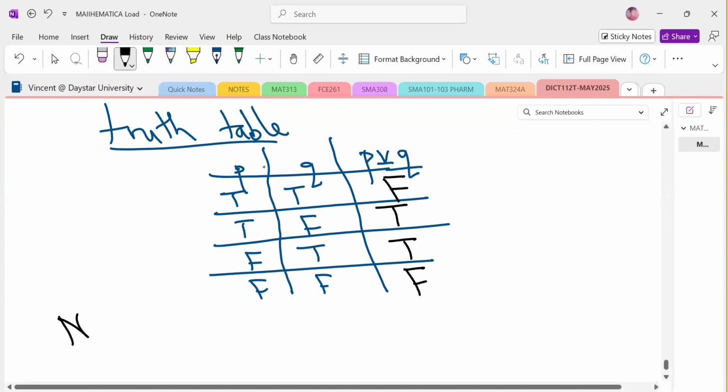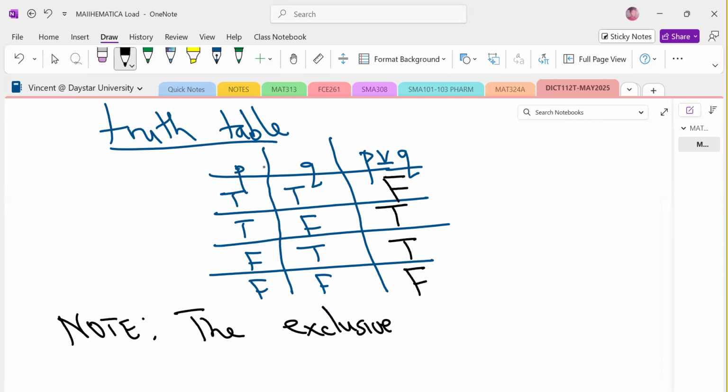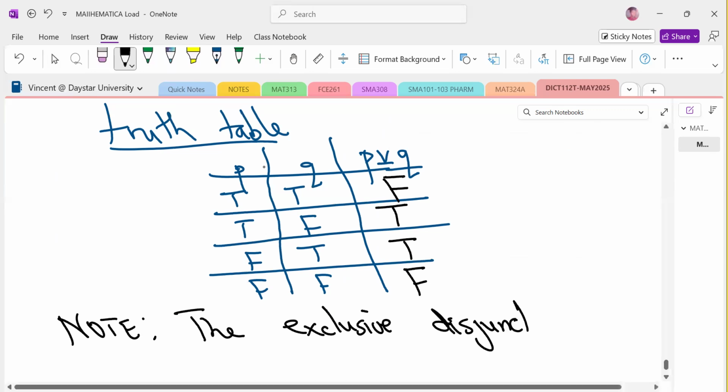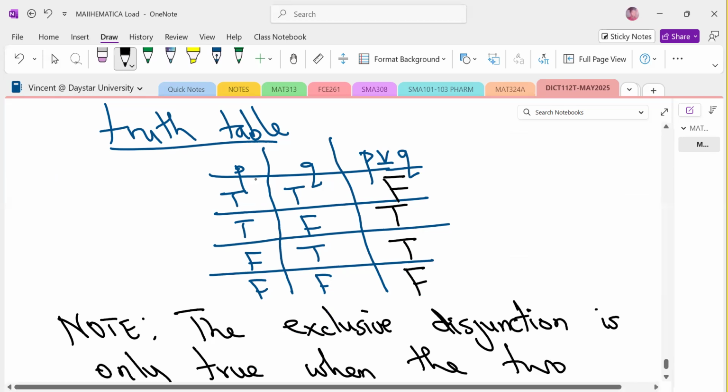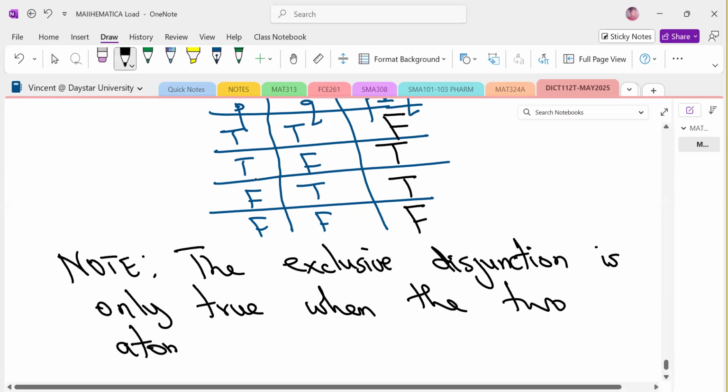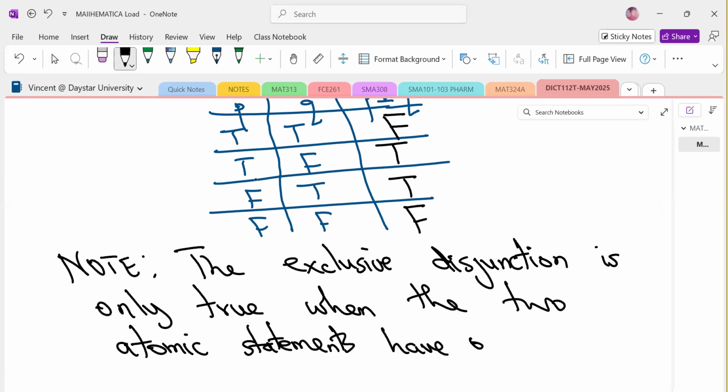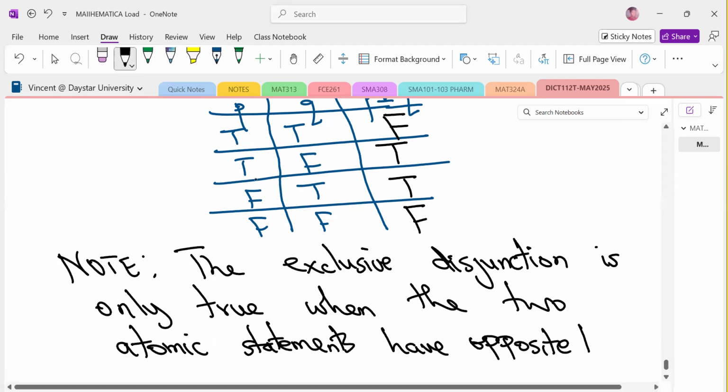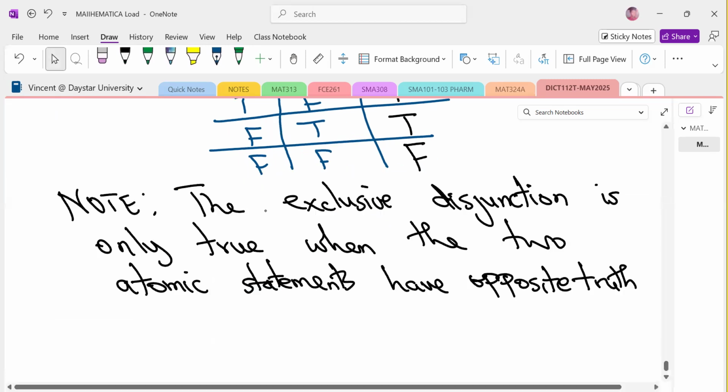So we can make that NB here. The exclusive disjunction is only true when the two atomic statements have opposite truth values. Otherwise, it is false.